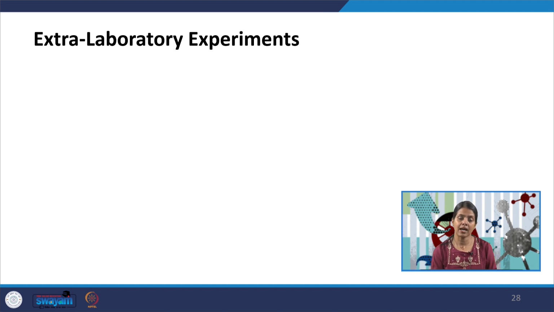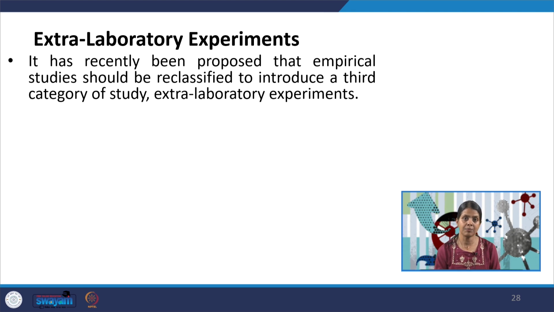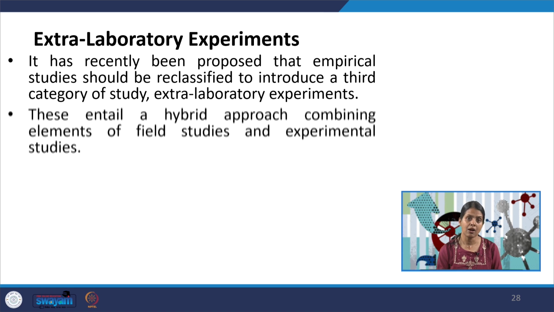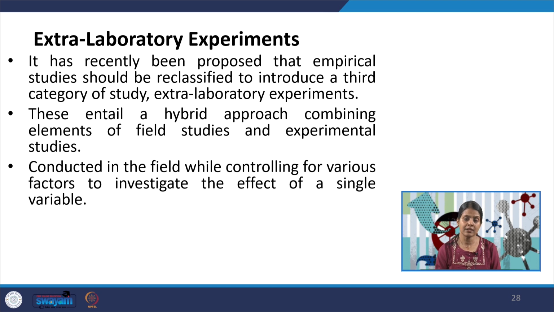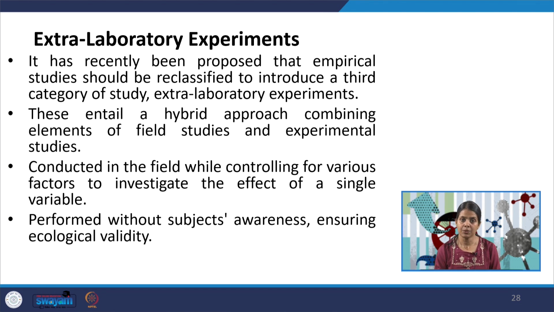Besides field studies and laboratory experiments, there is something called extra laboratory experiments. It has been recently proposed that empirical studies should be reclassified to introduce a third category of study, extra laboratory experiments, which is basically a combination. It is a hybrid approach combining elements of field studies and experimental studies. These are conducted in the field while controlling for various factors to investigate the effect of a single variable. These are performed without subjects' awareness, ensuring ecological validity.